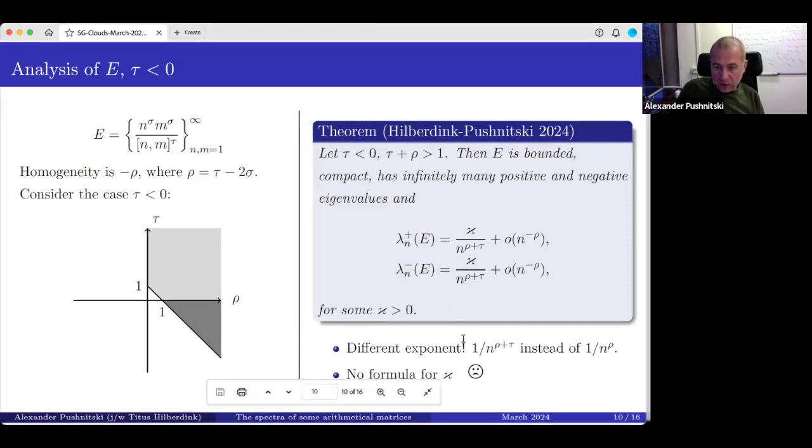A few comments. It's a different exponent. In the previous slide, I had 1 over n to the rho. Here it is 1 over n to the rho plus tau. So the exponent changes continuously as you go through this line, but it's a different exponent. Upstairs is rho, downstairs is rho plus tau.